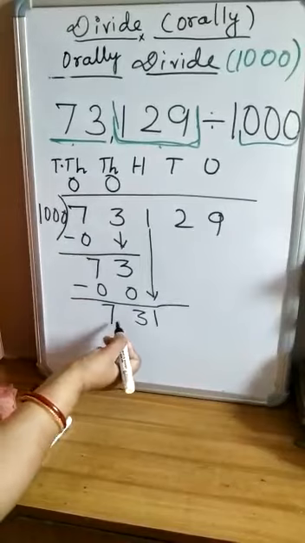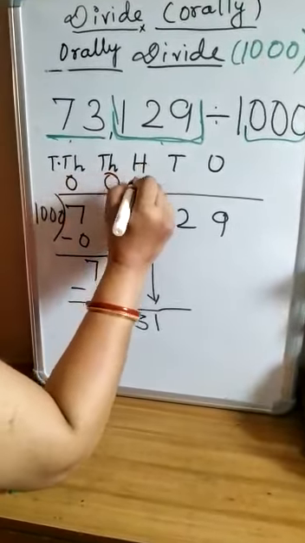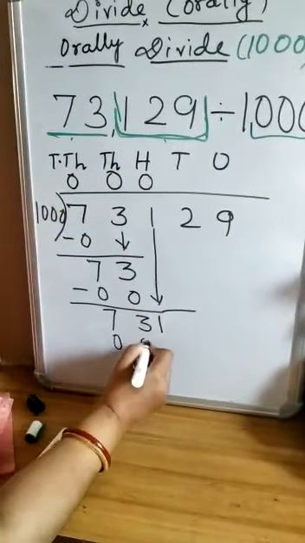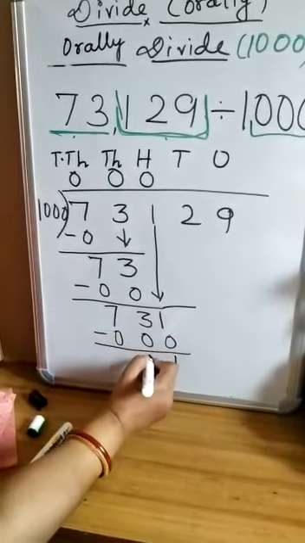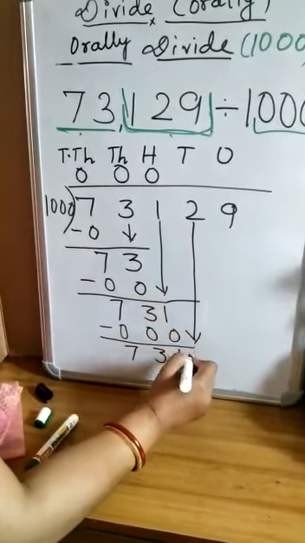Here all of you see, 731 is less than 1000. So again, at the hundreds place I will multiply by 0. 0 times 1000 is 0. So I will do the subtraction. 1 minus 0 is 1, 3 minus 0 is 3, 7 minus 0 is 7. Now I will put down this 2.